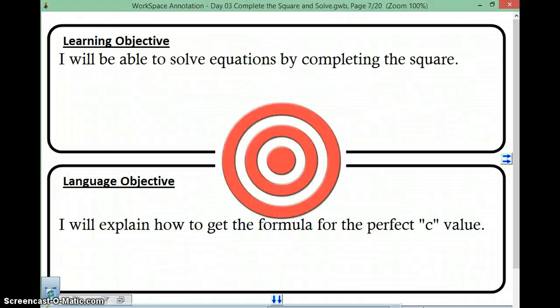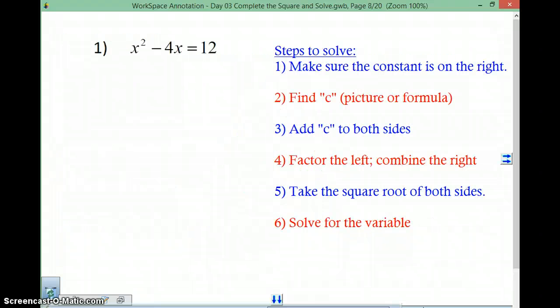For today's lesson, we are going to solve quadratic equations by completing the square. Okay? Here's how you do it.